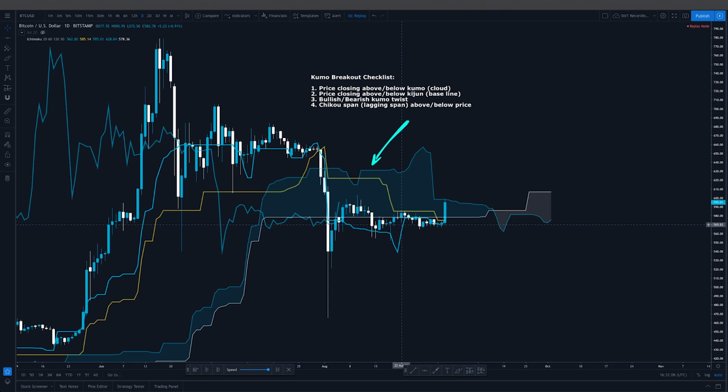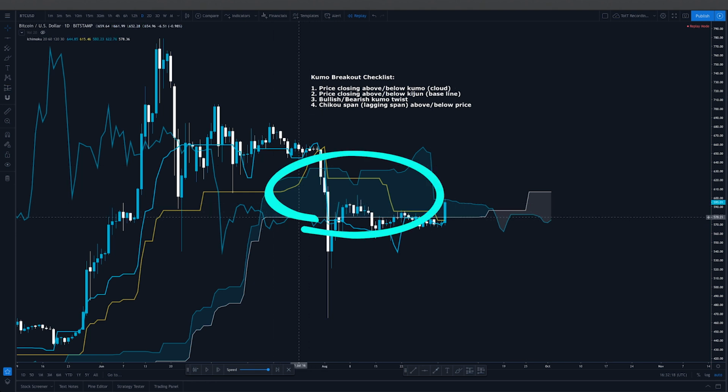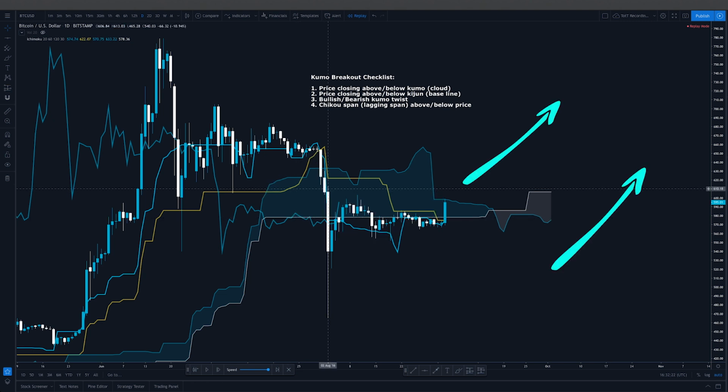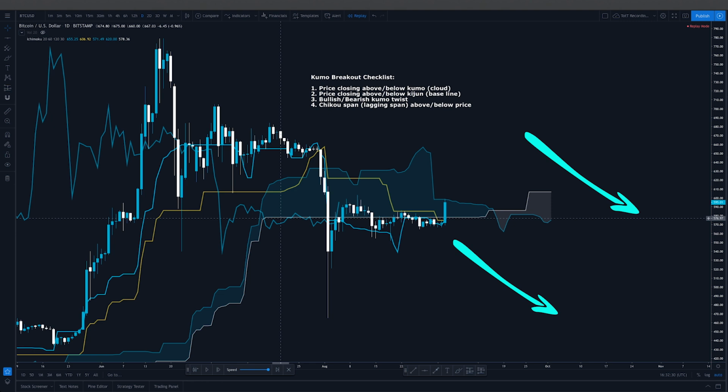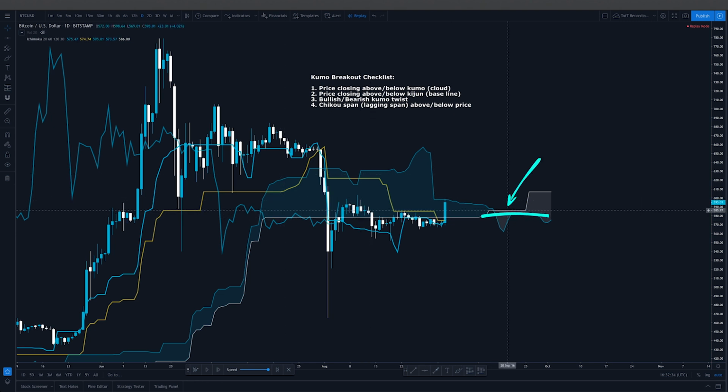Next, we have Senkou span A on the top here, right? And below it, we have Senkou span B on the bottom here. And together, they make up the Kumo, or the cloud, as we like to call it. So again, in a bullish cloud, Senkou span A will be on top of Senkou span B. Conversely, with a bearish cloud, Senkou span B will be above Senkou span A.